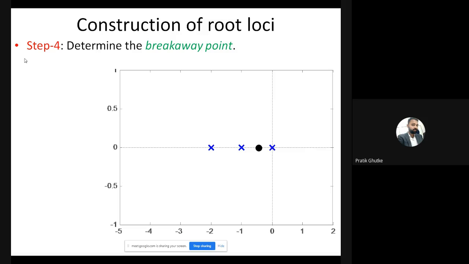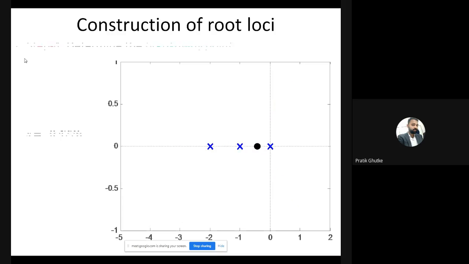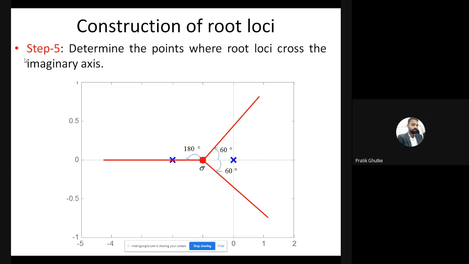Now see, the black dot shown is my root minus 0.4226. This is my valid breakaway point. And sigma, the red dot, is my centroid. From the centroid, I will draw the asymptotes. The first asymptote angle was psi equals 60 degrees, the third one is 300 degrees, and the second one is 180 degrees. So it looks like that. The black dot shows the valid breakaway point.